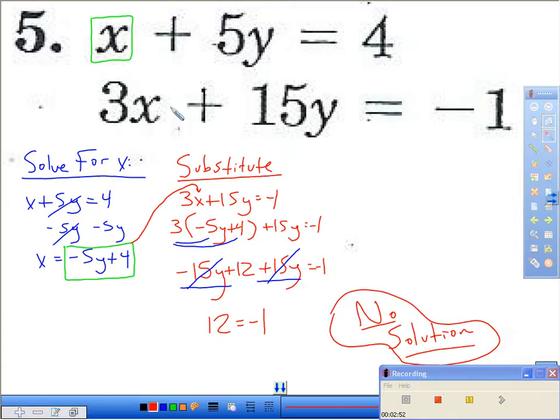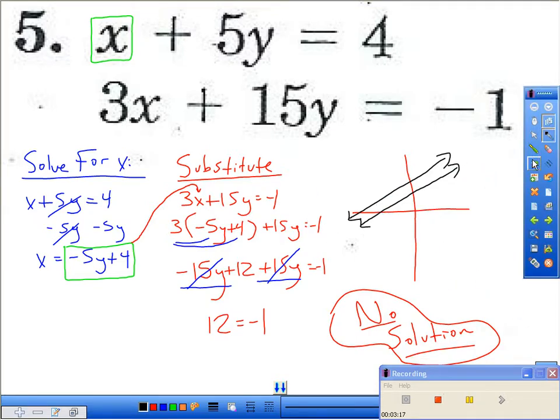So if we were to graph those two lines, and again, graphing is a second method of solving these, if we were to graph these two lines, and I'm just sketching what this might look like, our lines would be parallel lines. So since parallel lines never intersect, they have no points in common, that tells us that there is not going to be a solution because they don't have any points in common.